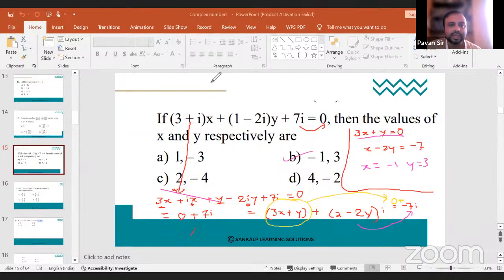Option B is the correct answer. Yes, Ishwar has given the correct answer. Try to solve this and you will get the answer. You can treat it as equation 1 and equation 2 and use the technique of simultaneous equations. You will get x as minus 1 and y as 3. Yes, SP Ganesh has given the correct answer, B.